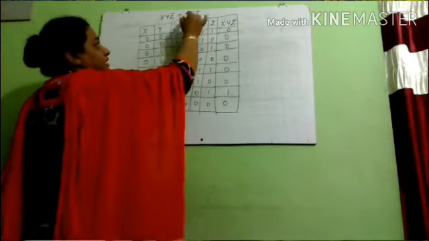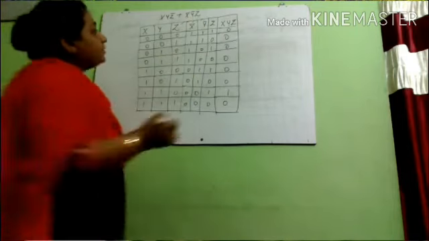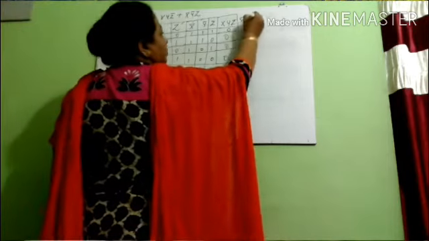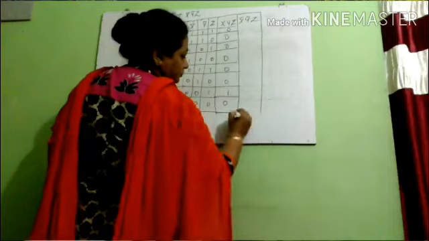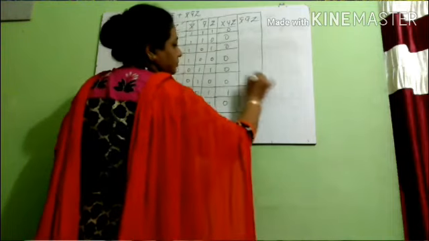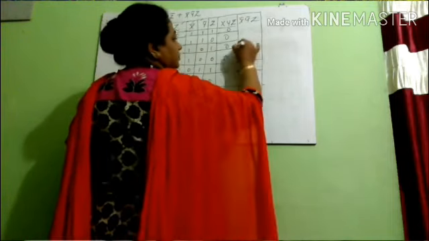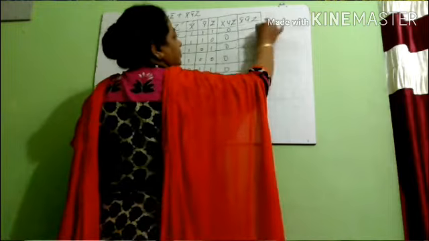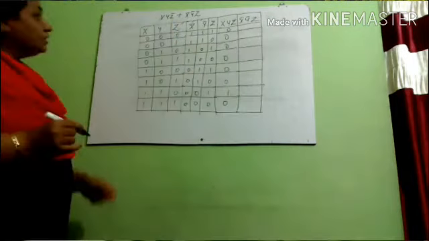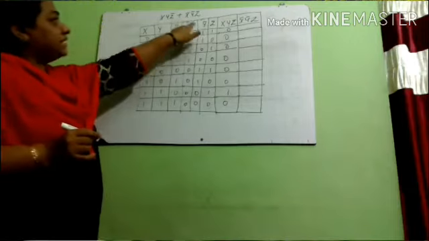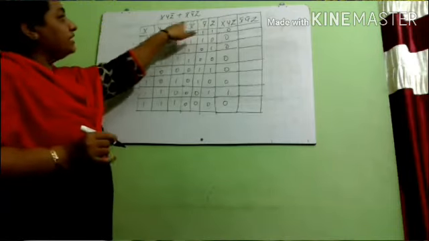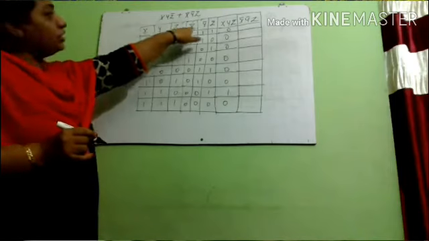So you can see here X, Y, Z bar. These three columns we are ANDing. 1, 0, 0 is 0. 1, 1, 1 is 1. 1, 1, 0 is again 0. So like this we have got X, Y, Z bar.